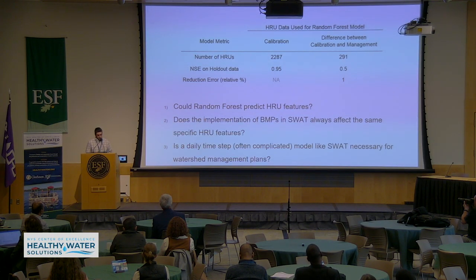For the first condition, the random forest model predictions were in strong agreement with the observed values. For the second condition, the random forest model had a lower degree of agreement with the observed values, meaning that random forest had a difficult time making predictions for individual HRUs. However, random forest predicted only a 1% difference in nutrient reduction between the management and calibration scenario as compared to the SWAT estimated reduction.